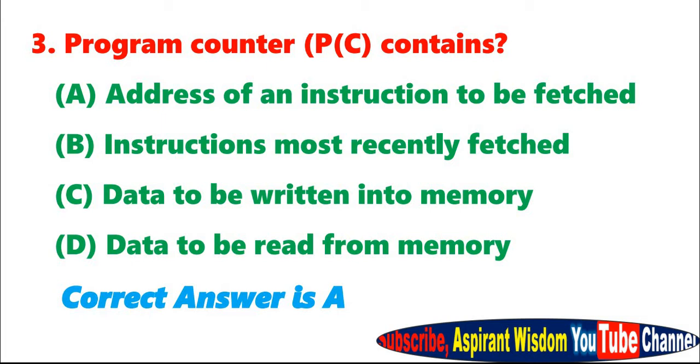3. Program counter, PC, contains: A. Address of an instruction to be fetched. B. Instructions most recently fetched. C. Data to be written into memory. D. Data to be read from memory. Correct answer is A.